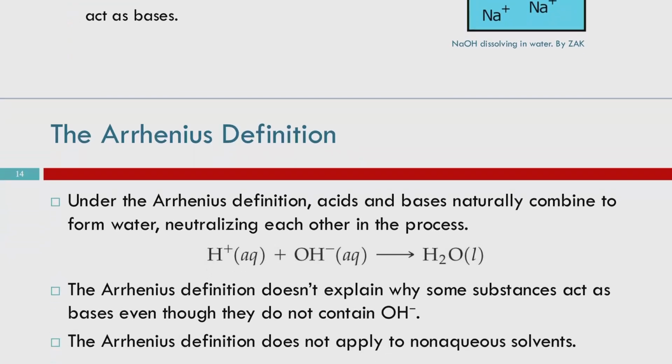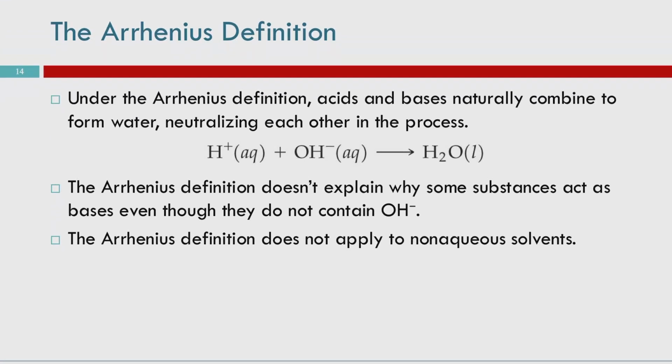In our Arrhenius definition for acids and bases, the acids, which produce H+, and the bases, which produce OH minus, combine, and those form water. So the H+ from our acid, the OH minus from our base, form H2O water, which is good. That's all fine.